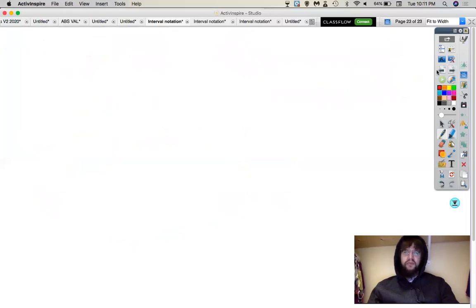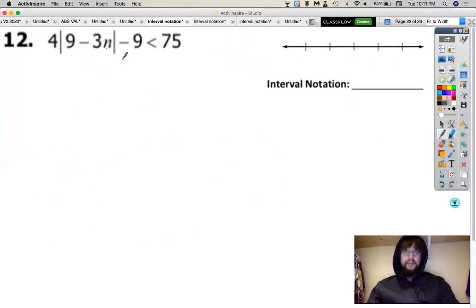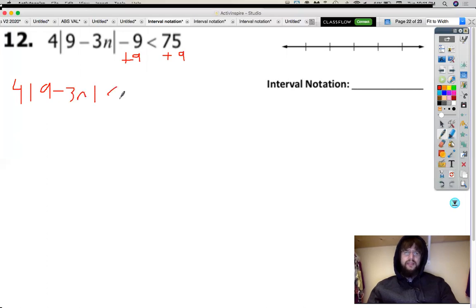Yeah, one more. We can do one more. Let's see. We got to do multiple steps. Don't care what it is right now. Isolate it first. Add 9. Add 9. 4 times the absolute value of 9 minus 3n is less than 84.